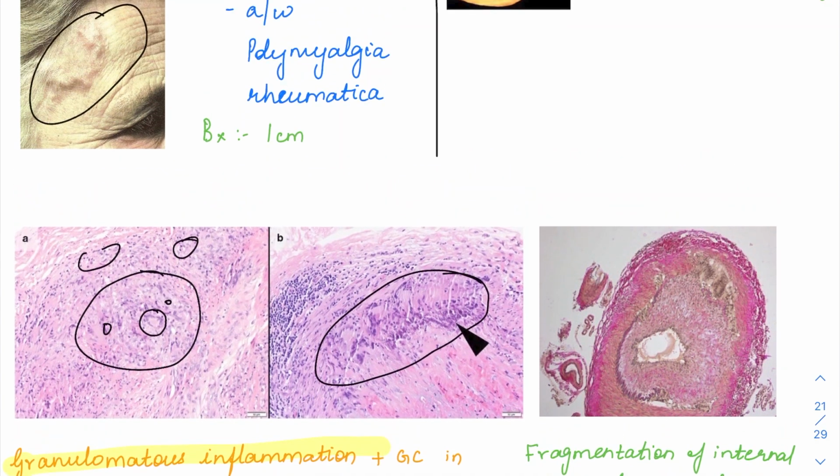Here the very important thing is that this granulomatous inflammation can be segmental. That is, it cannot be seen throughout the vessel. It can be seen at this part but not at this part. So it is very important to take an adequate biopsy to prove that it is giant cell arteritis, and the adequate biopsy length is 1 centimeter.